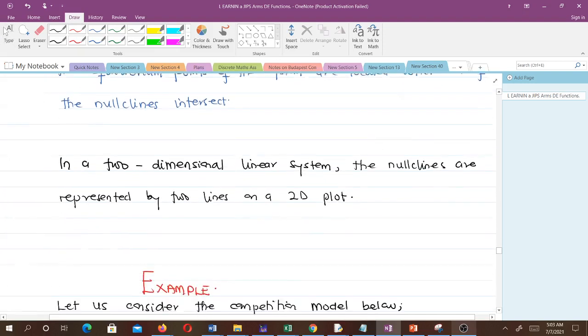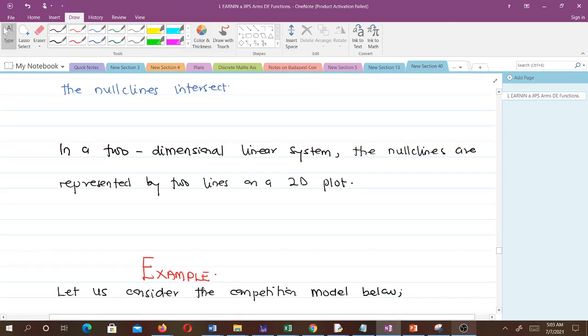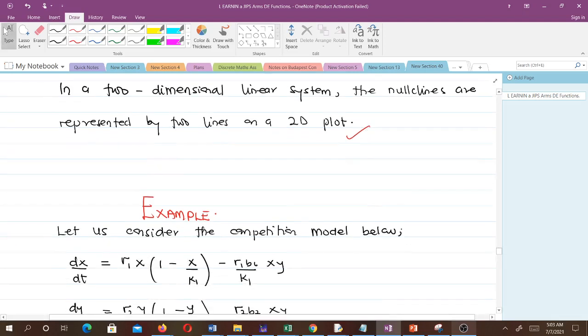We are going to consider two dimensions, where we can use a graph sheet to plot. So in a two-dimensional linear system, the Nullclines are represented by two lines on a 2D plot. When we have just two dimensions and the system is linear, then our Nullclines are represented by two lines on a 2D plot. So let's take an example here.